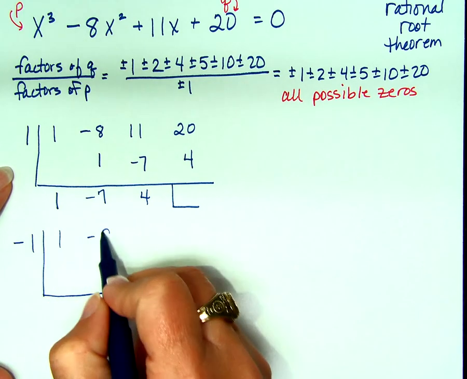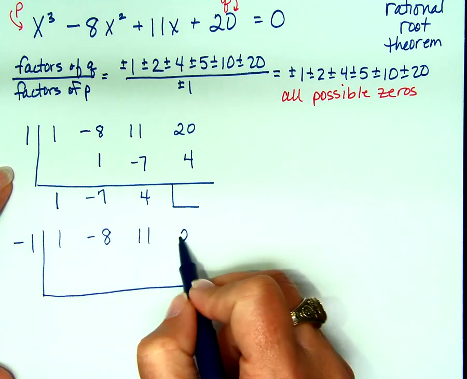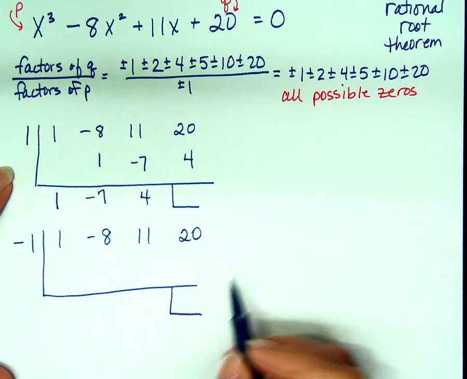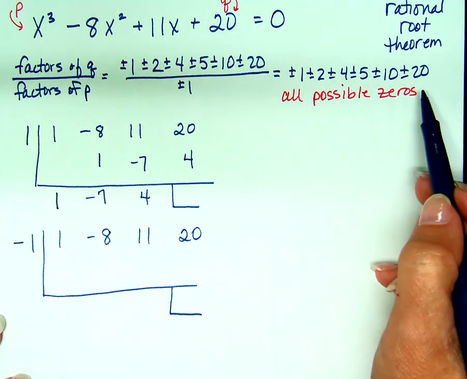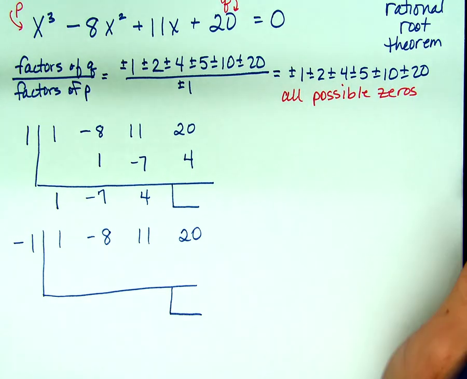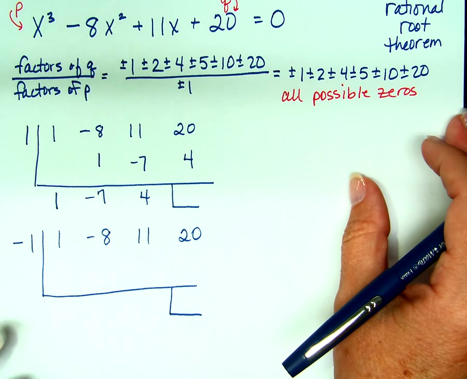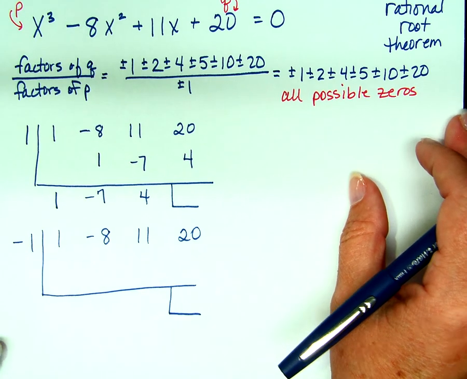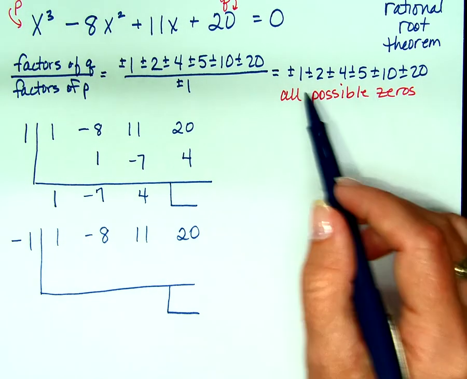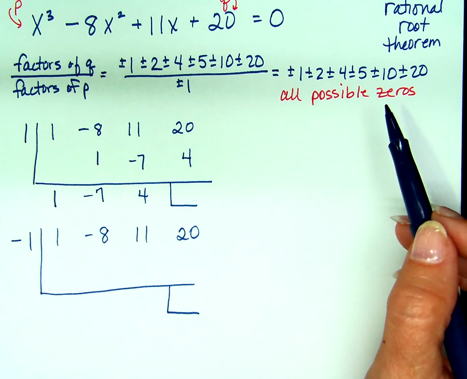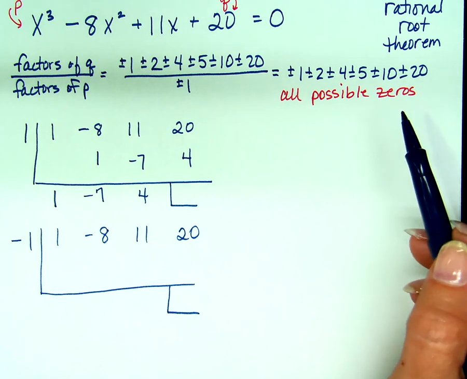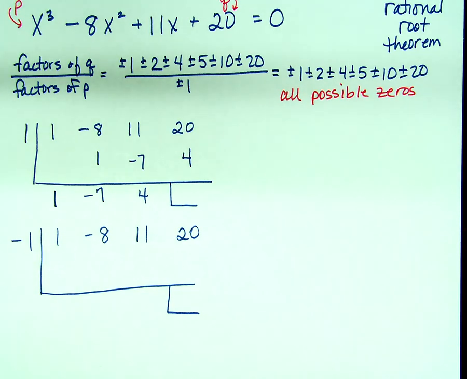1, negative 8, 11, 20. No, we only have 12 to try. Only 12. And if I were you, I wouldn't do it in a way that I had to do all 12. The only time I would do all 12 is if I was grounded and needed something to do. But I'm an adult, so I don't get grounded.